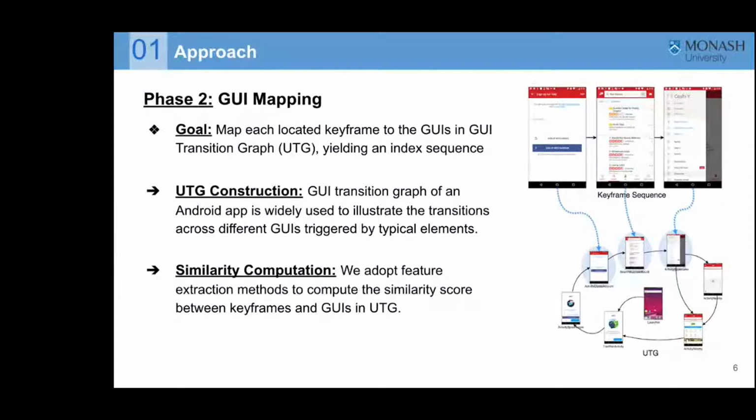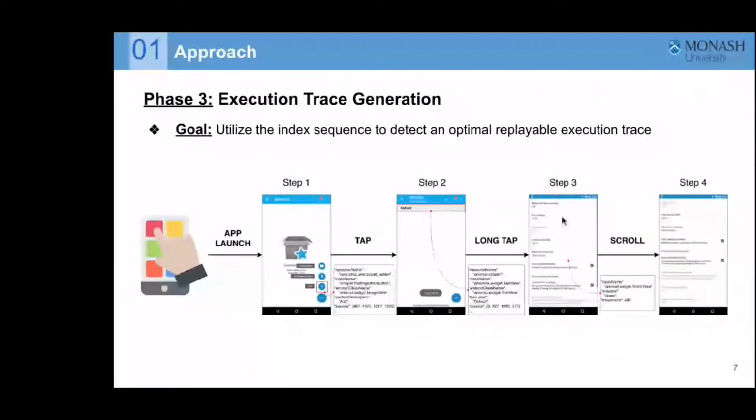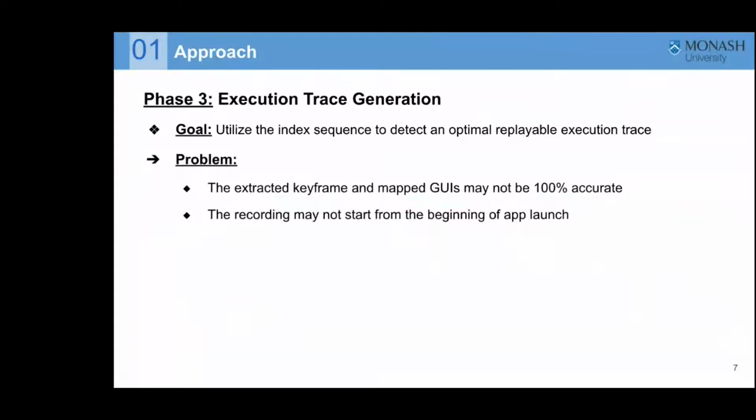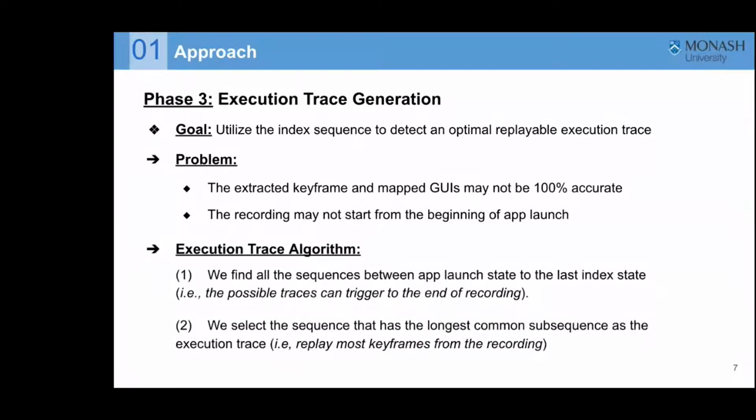Finally, we utilize the index sequence to detect the optimal replayable execution trace. However, we face two challenging problems. One is that the previous approach for keyframe location and GUI mapping may not be 100% accurate. The other is that the recording may start from any state in the application. To overcome these issues, we propose an algorithm to address the defective sequence and complement the missing states between application launch and the first keyframe in the recording. In detail, we first find all the sequences between the application launch state and the last index state, and then select the sequence that has the longest common subsequence as the execution trace.